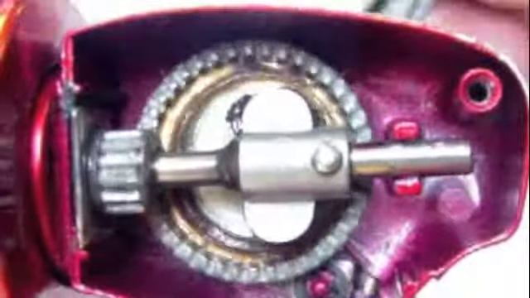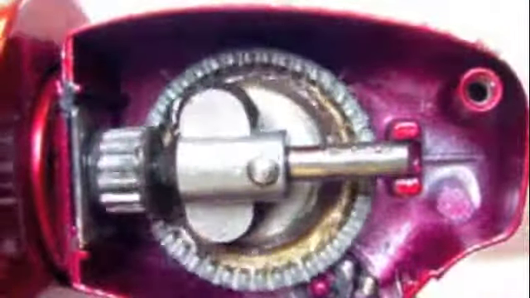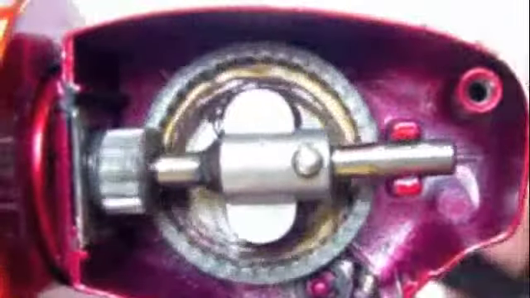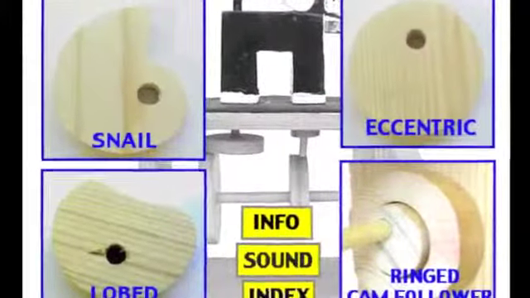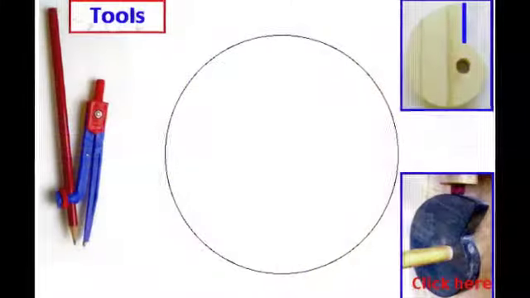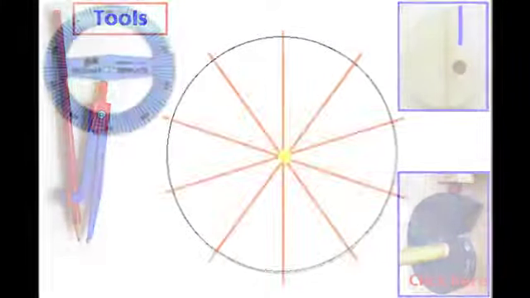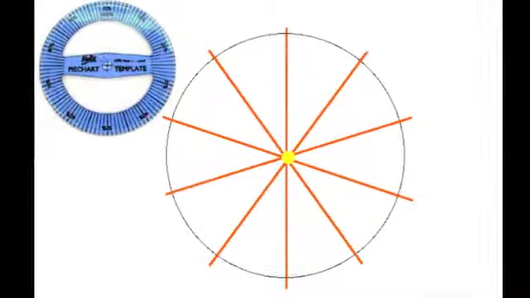There's also an eccentric cam, it's turning rotary movement. In this particular situation it talks about marking out cams. This is a stage-by-stage explanation of how a snail cam is made.